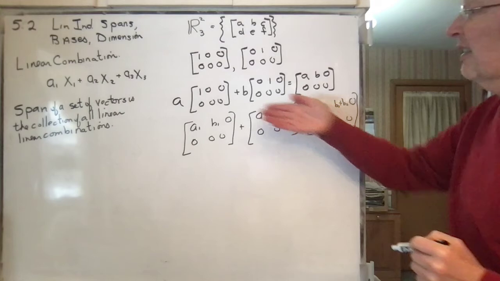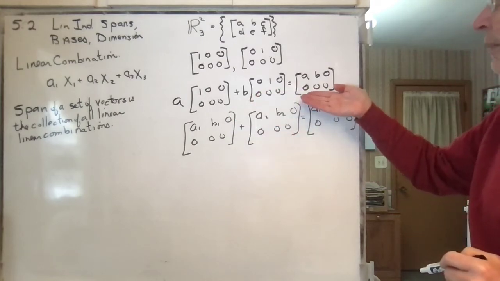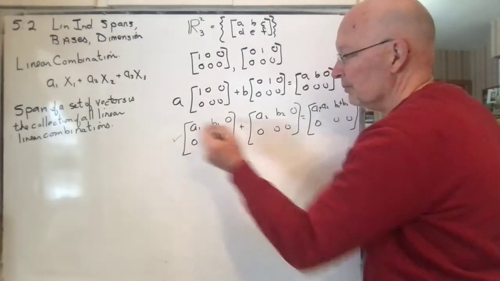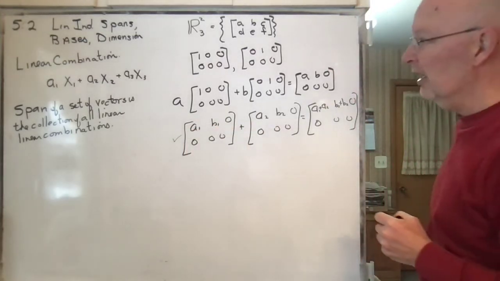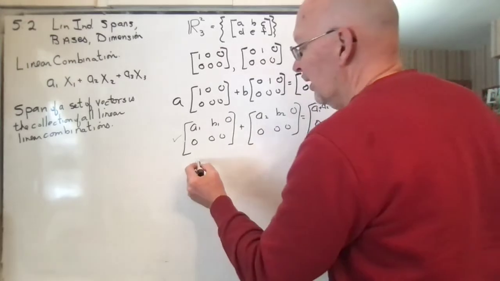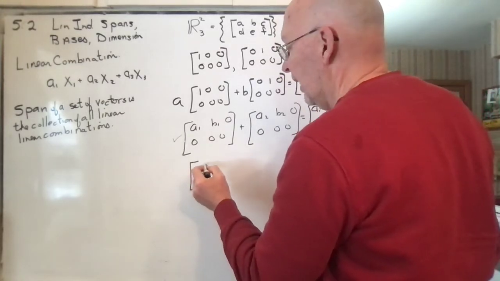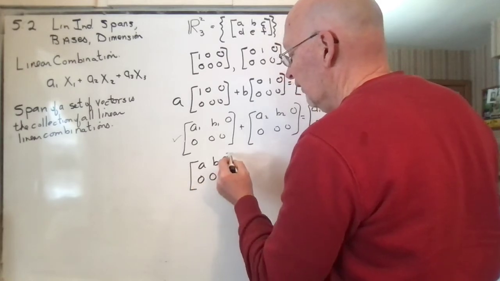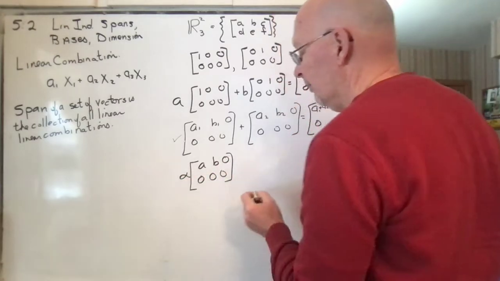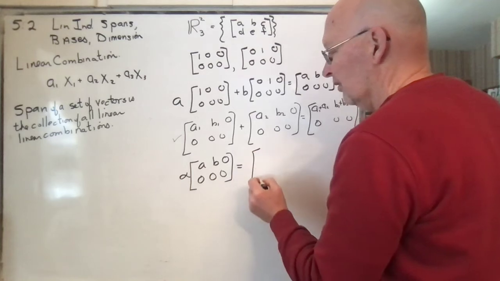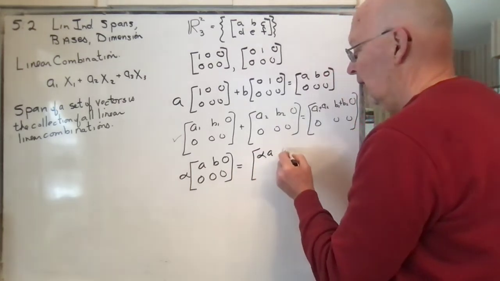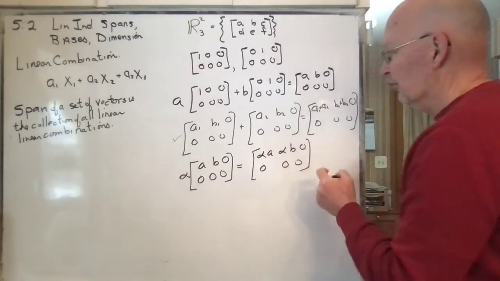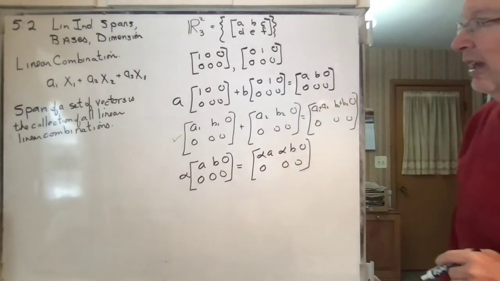So sure enough, I get something else that looks like this. So it's something else in my subspace. So that is checked. And then the other thing we have to check is that if I take this thing and multiply it by a scalar, I'm going to get back in there again. Those are the two things we need to check. And sure enough, if I take that thing and multiply it by alpha, I'm going to get alpha A, alpha B, 0, 0, 0, 0. So sure enough, you have something else that looks like that.